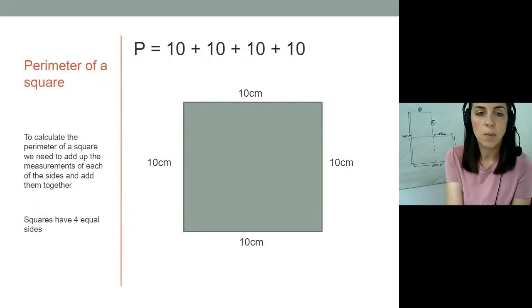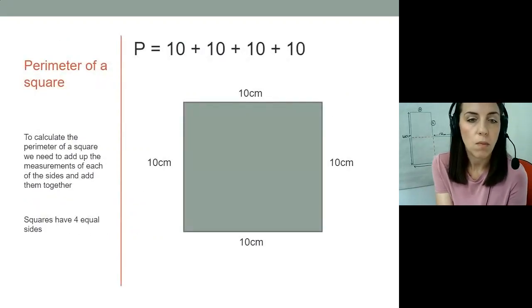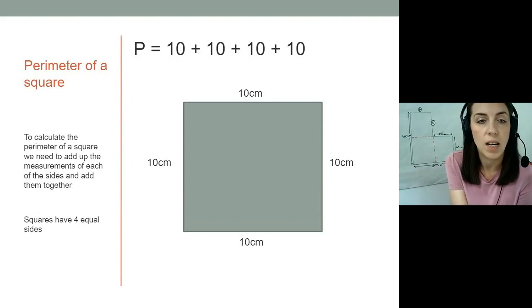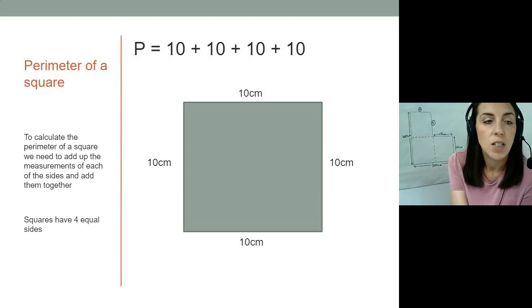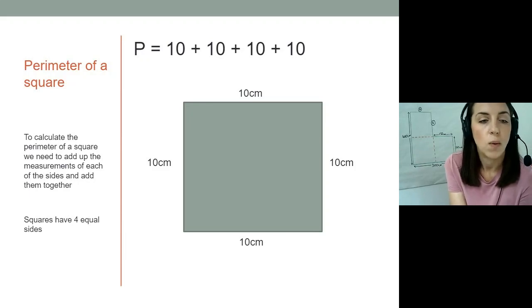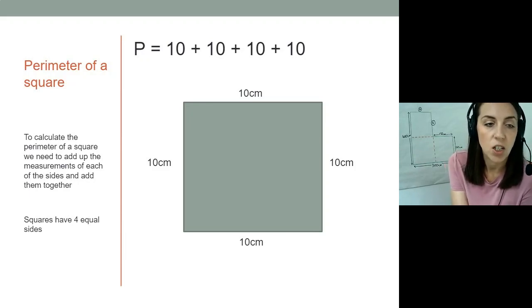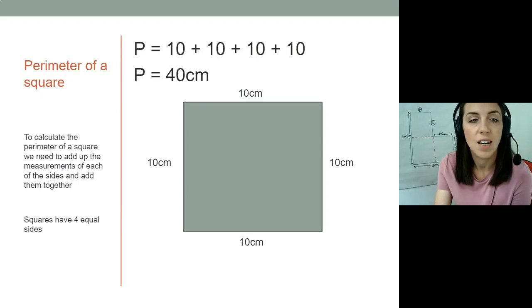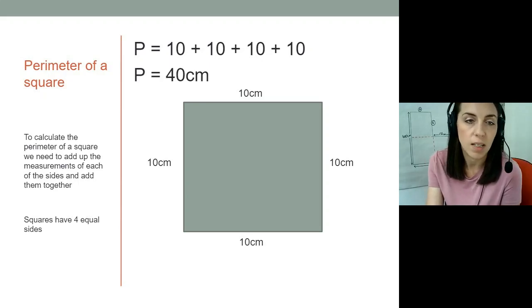So as always, we've got a couple of examples for you. So here's a square. Obviously a square has 4 equal sides of length. So to calculate the perimeter of a square, we add up all the measurements of each of the sides. We have each of the sides worth 10. So in total, the perimeter of the square is 40 centimetres.